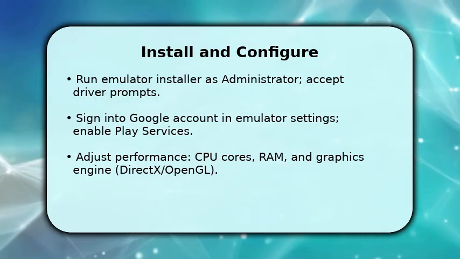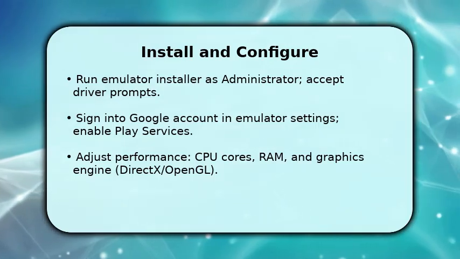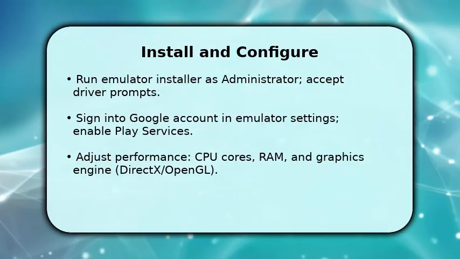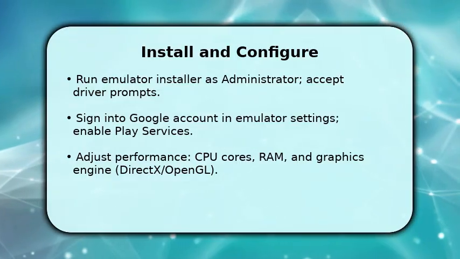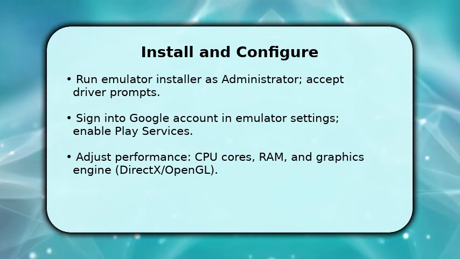After signing in, tweak performance. Allocate CPU cores, set RAM to about 4 GB for smooth use, and choose DirectX or OpenGL depending on your GPU. These settings balance speed versus battery and system heat.